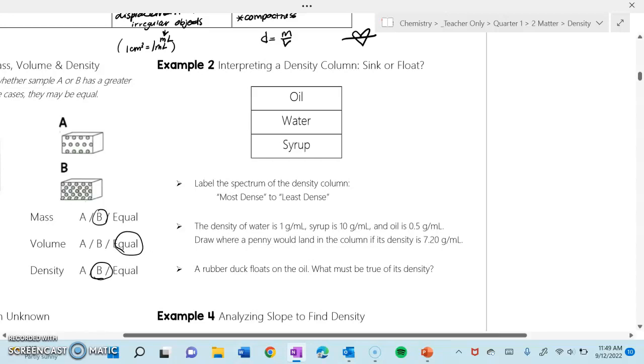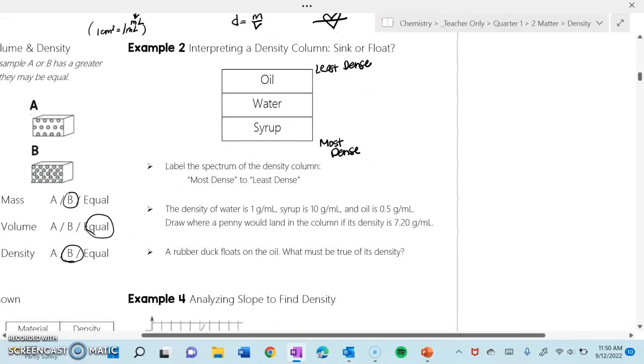So our most dense would be at the bottom, following this first piece of directions, and our least dense would be on the top. The same is true for any particles, gases. It doesn't have to be liquids. That's just what example we have here. The density of water is 1 gram per milliliter. Syrup is 10 and oil is 1/2 gram per milliliter.